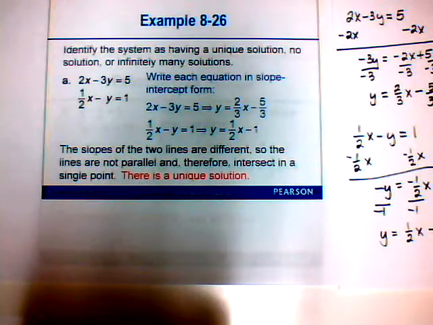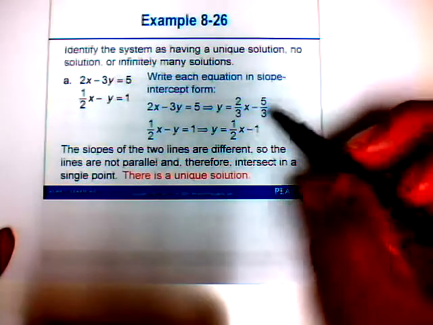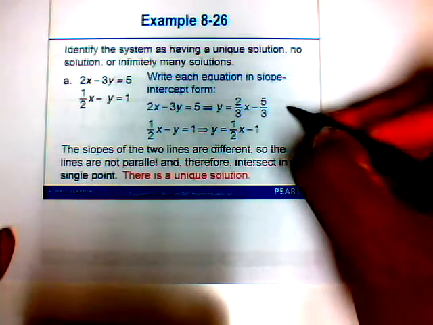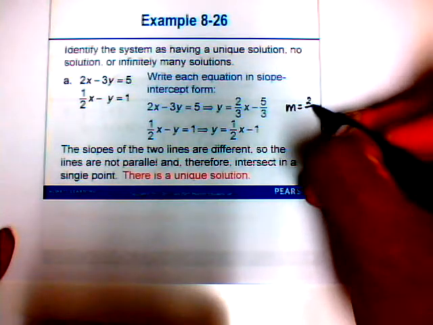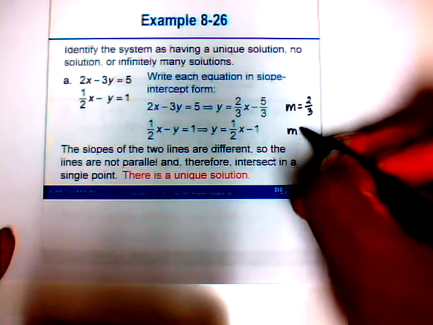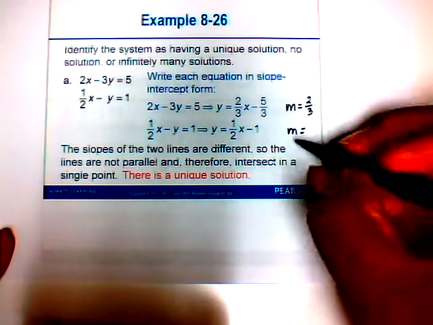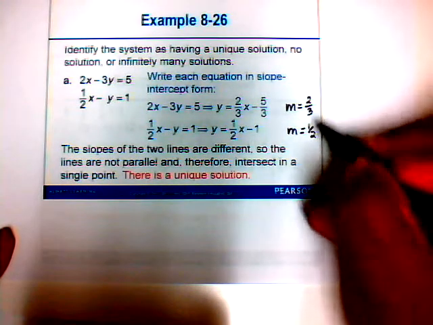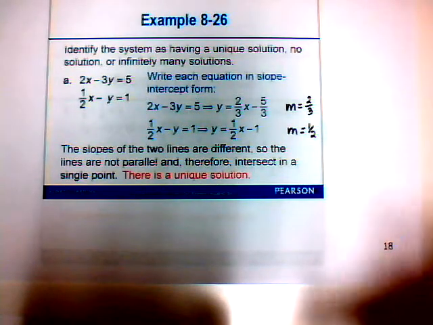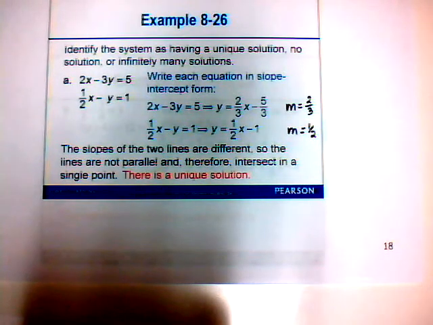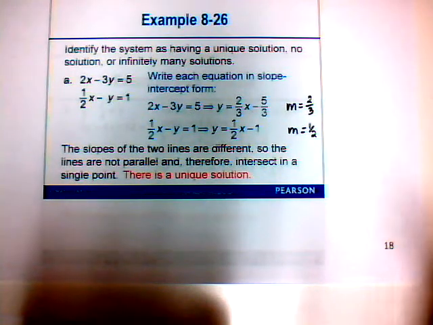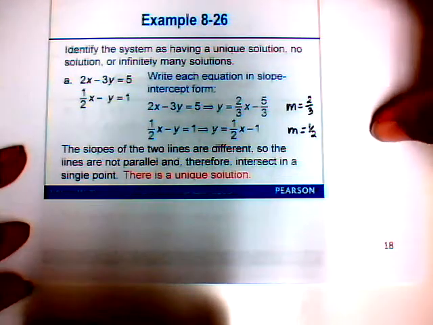Now let's look at the slopes here. They're both in slope-intercept form, so here the slope is the number in front of the x. That's 2/3. And in the second equation, y is equal to 1/2 x minus 1, the slope is 1/2. Notice that these two slopes are different, which means there is a unique solution, meaning that the graphs of those two lines will intersect at a single point.